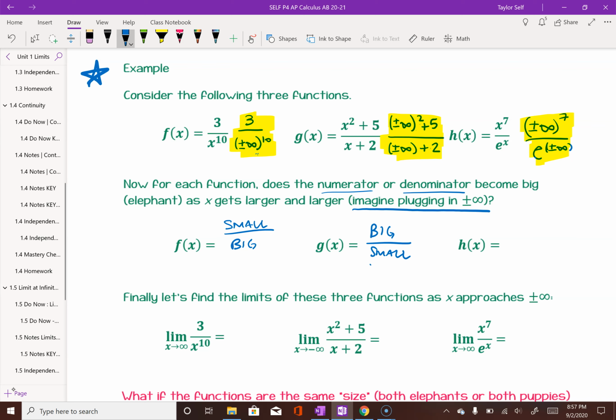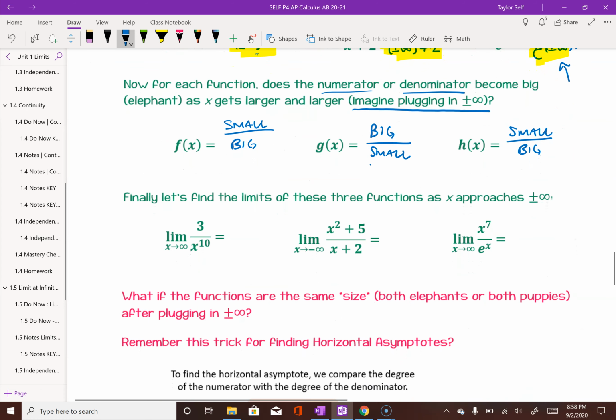Okay, and then for h of x, this one's kind of tricky. Which one's bigger, plus or minus infinity to the 7th or e to the plus or minus infinity? E to the plus or minus infinity actually grows bigger. Anytime the infinity is in the exponent, that's going to be the giant one. So here we have small over big.